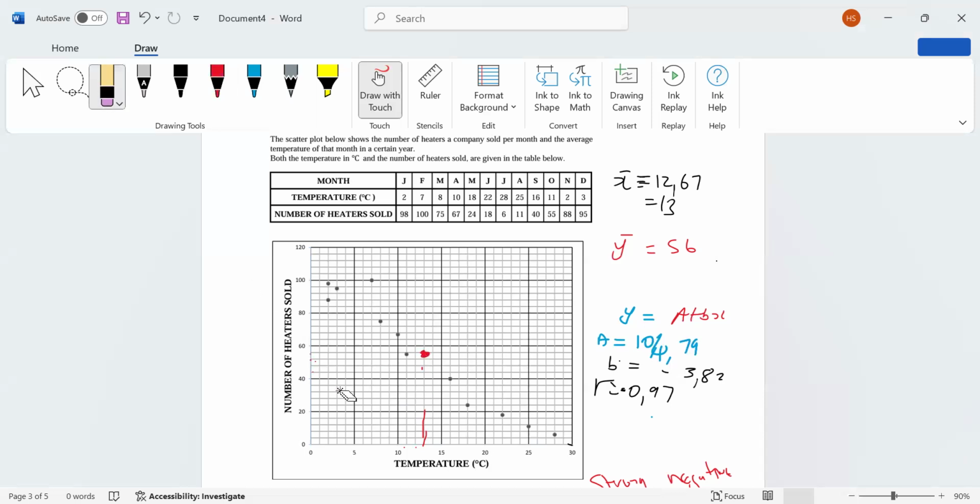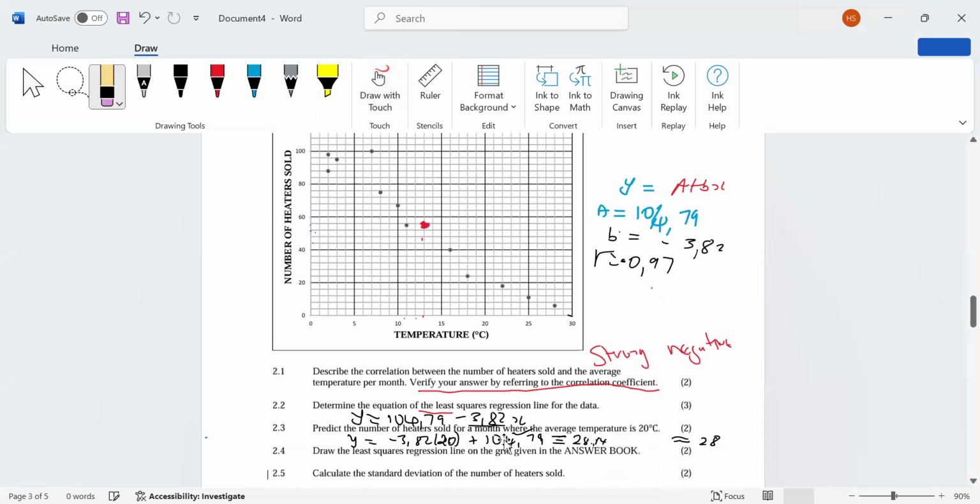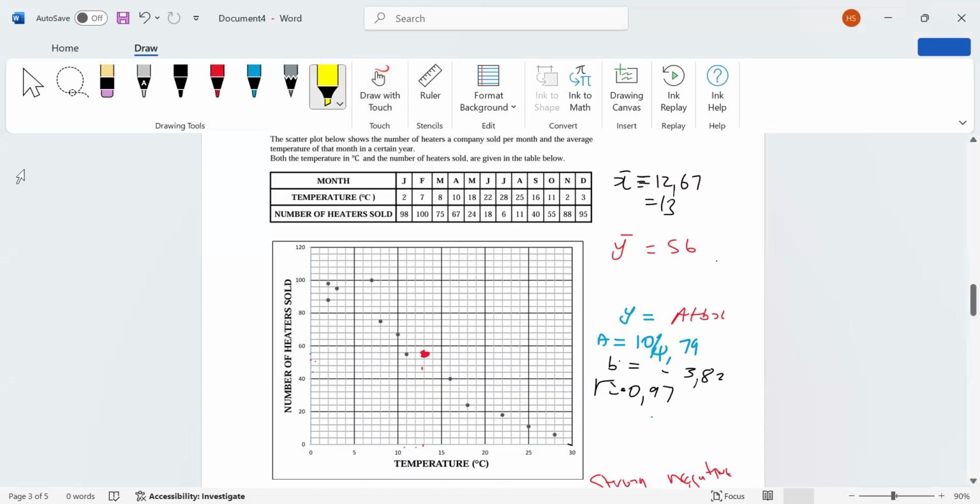What else are you going to do? We can check our X equals 0 in the equation, which gives 104.7, approximately 105. So it can be somewhere here. Then we can connect the two dots with a straight line.